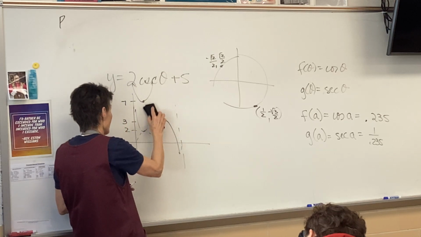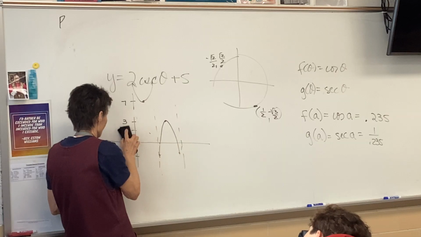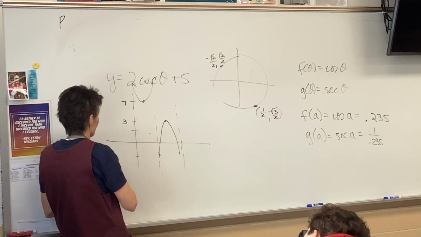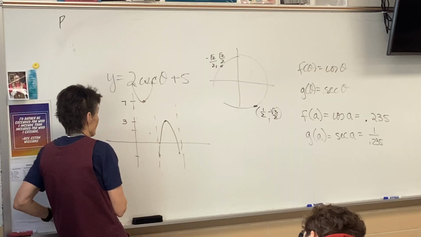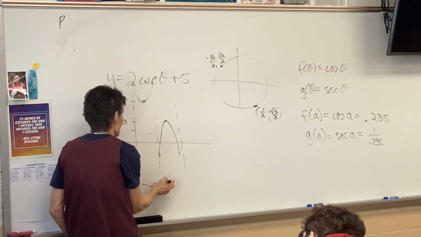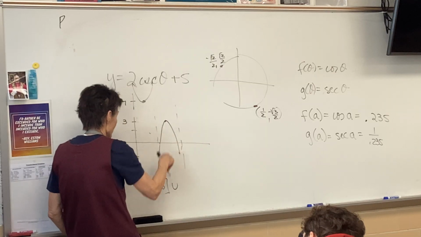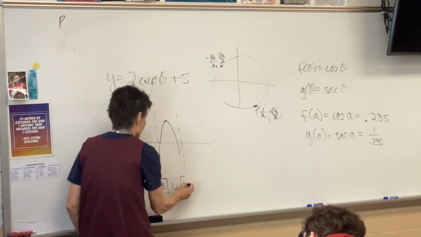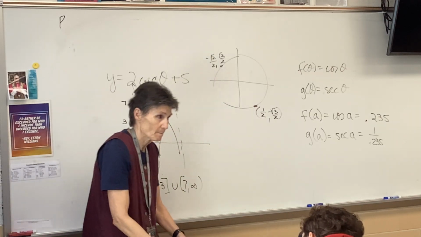So now let's talk about the range of this thing. Negative infinity to 3, perfect, that's this piece, and then 7 to infinity, absolutely wonderful, perfect.